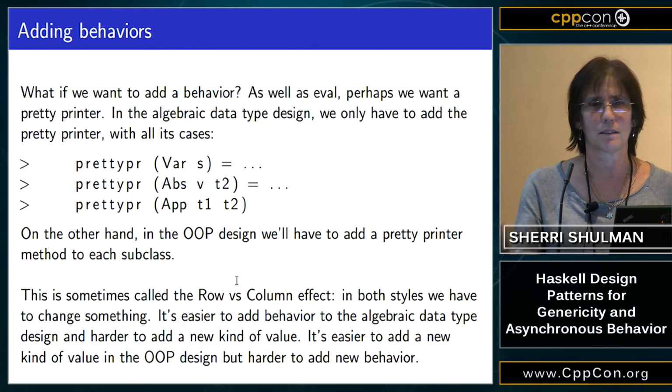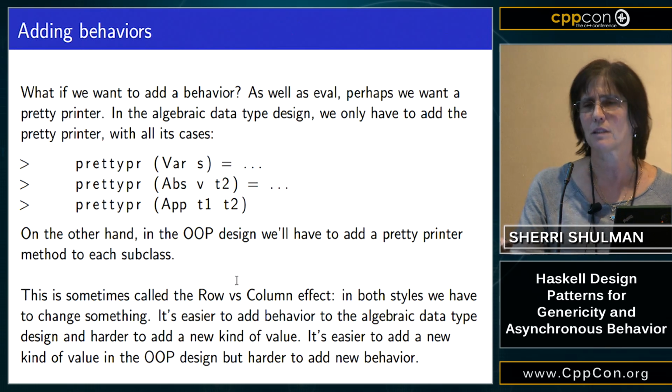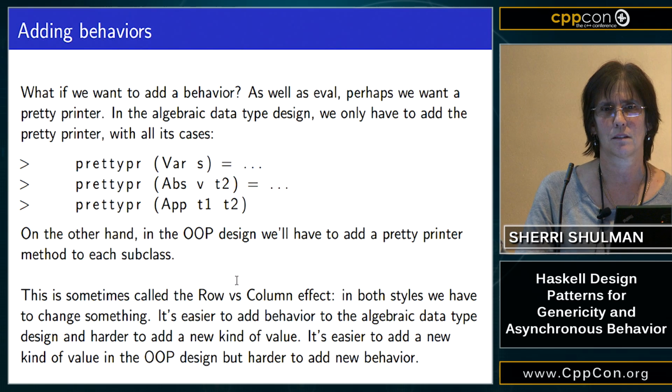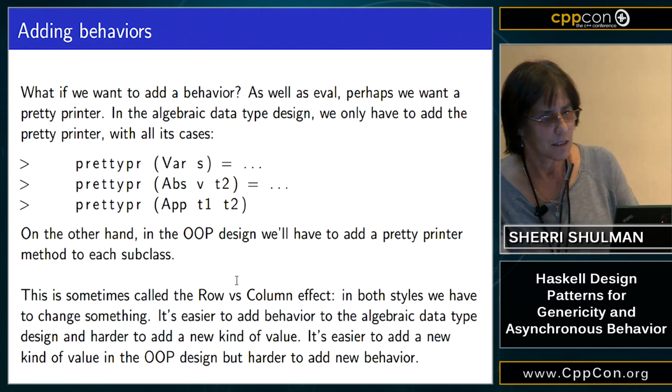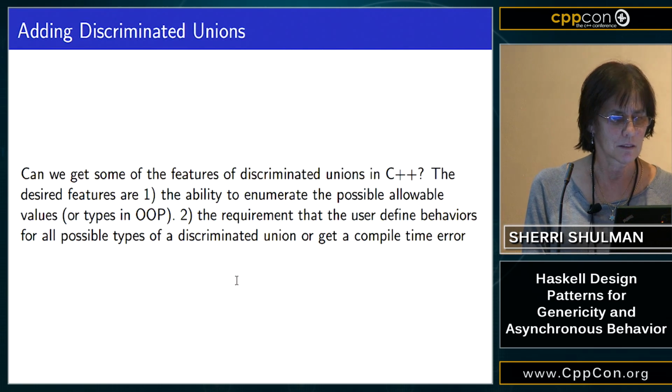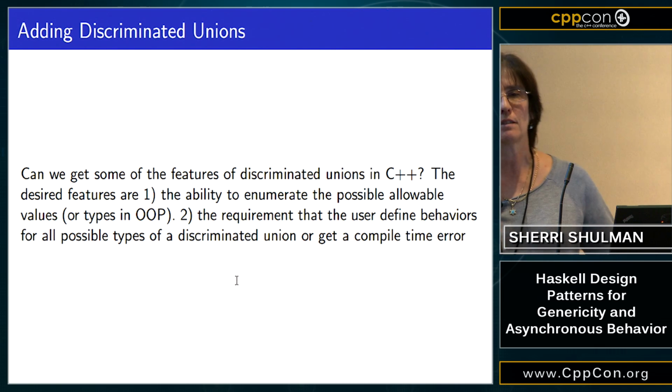I've always thought that kind of example really demonstrated that these are really comparable. One's not better than the other. They're just different. So I'm not pushing this on Haskell, but it would be really nice if we could get some of the features of a discriminated union into C++.